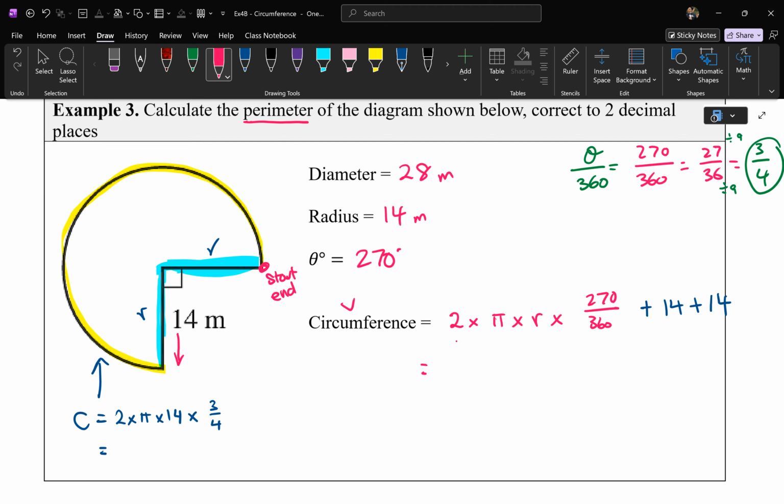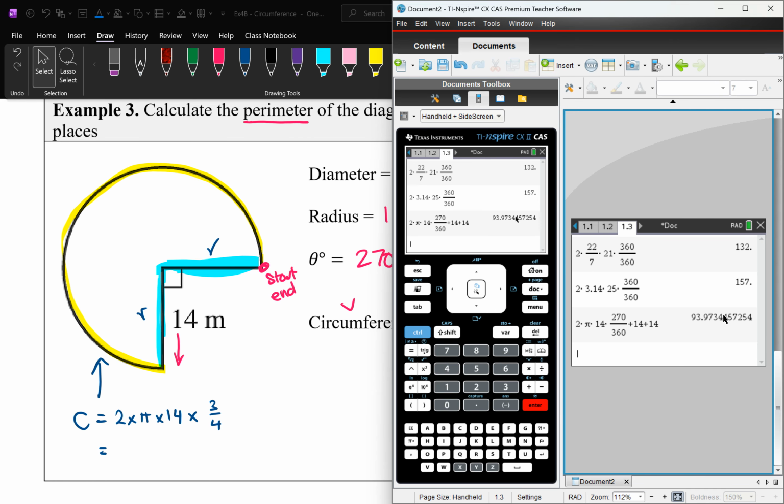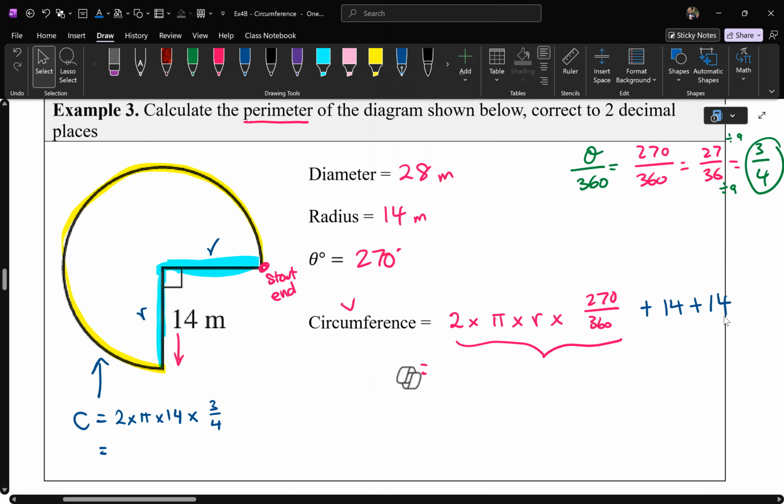So let's add it all together. Let's work out this bit. Type on your calculators. Here we go. 2 times pi times the radius, 14, times 3/4 or 270 over 360. And then after you get the curved surface, plus 14 plus 14. 93. Good. If you got 93.973, that is on the right track.